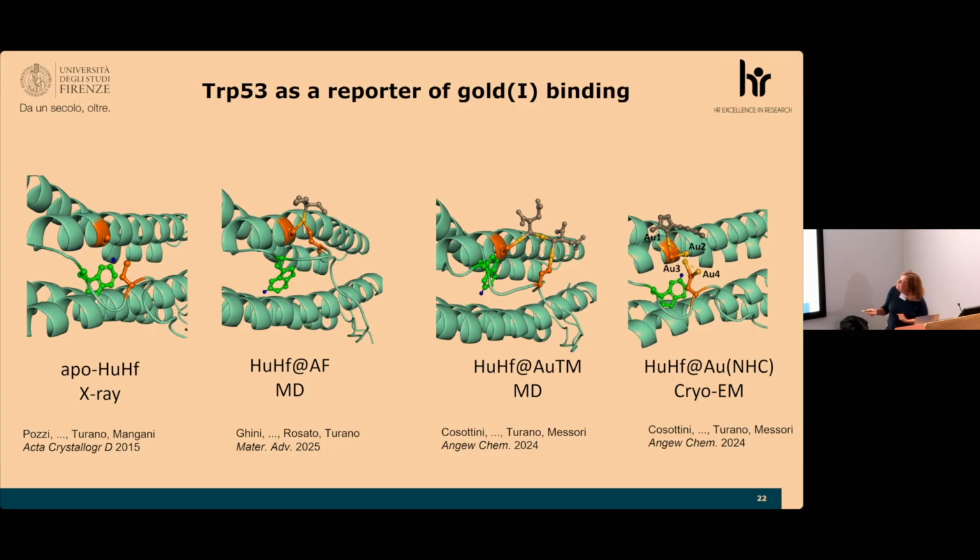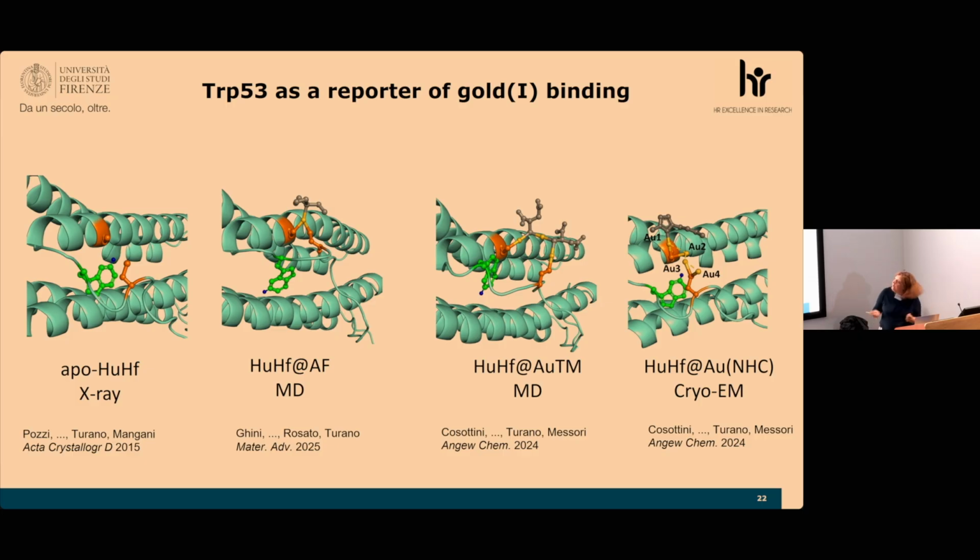So we look at our model structures. This is the structure of the apoferritin, a close-up of one region of a single subunit which contains the two cysteines indicated in orange. This was the structure that we got with one of the gold monocarbenes by cryoEM, at 1.5 angstrom, very good resolution, where we see a cluster of gold ions. And these are the model structures obtained for auranofin and aurothiomalate.